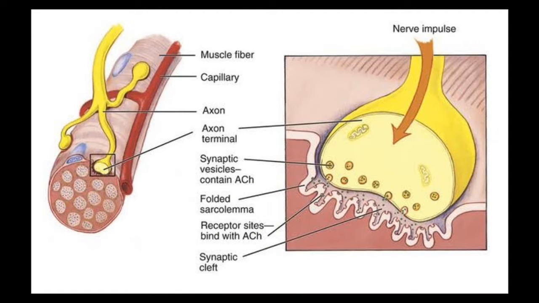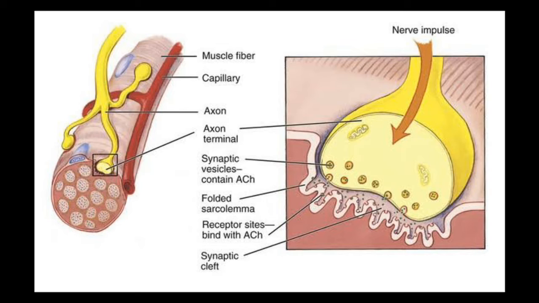On the left side of this illustration, it shows how the nerve impulse travels along the axon branch to the axon terminal, with the labeled parts of the synaptic vesicle containing the ACh or acetylcholine, the folded sarcolemma, the receptor sites that bind with the ACh, and the synaptic cleft. While on the right side of this illustration, it shows the whole unit of muscle fiber with the labeled parts of the capillary, the axon branch, and the axon terminal.